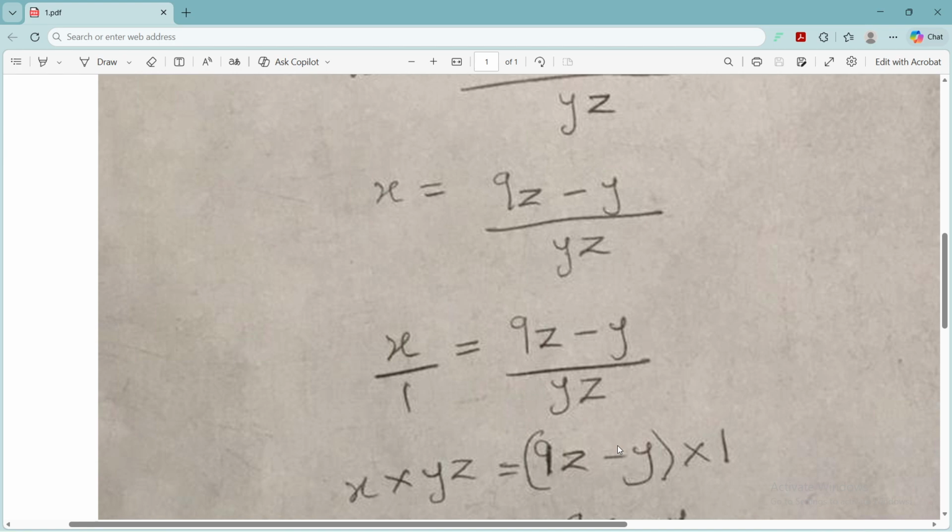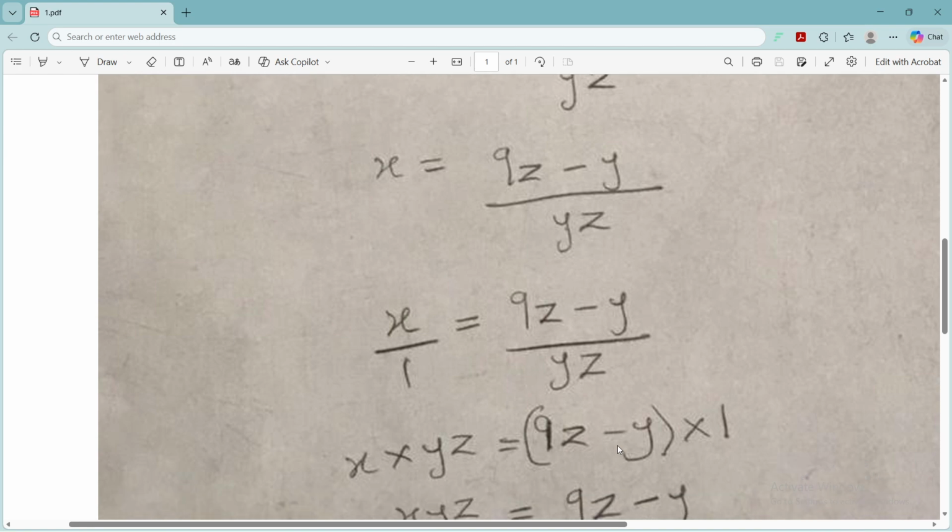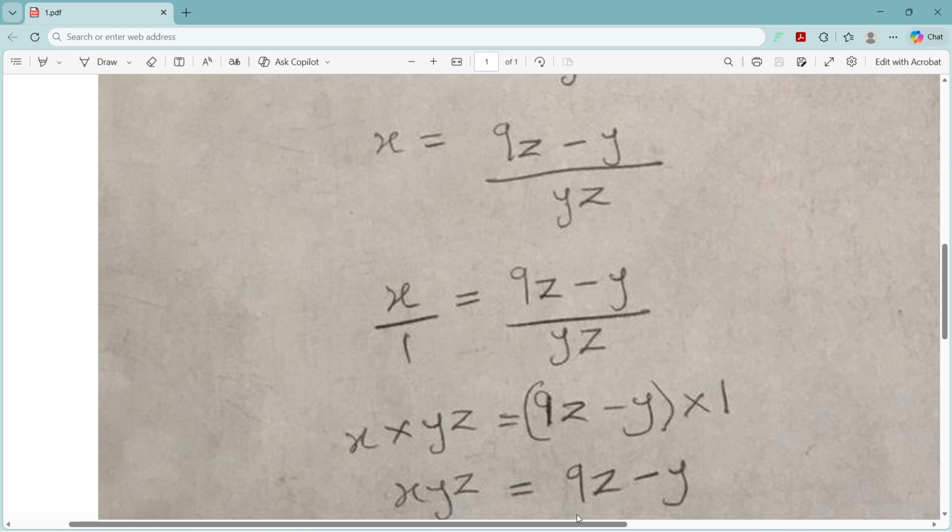So what we have to do next is to expand. So s multiplying yz will give us syz. And 1 multiplying 9z minus y will give us 9z minus y, because every number multiplying 1 will give us that same number.